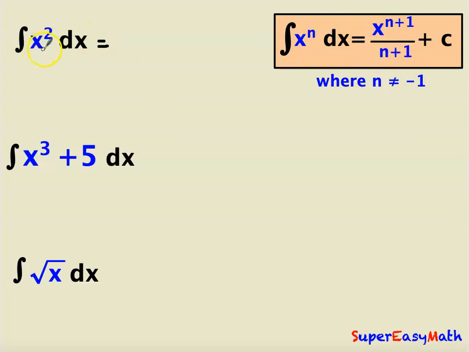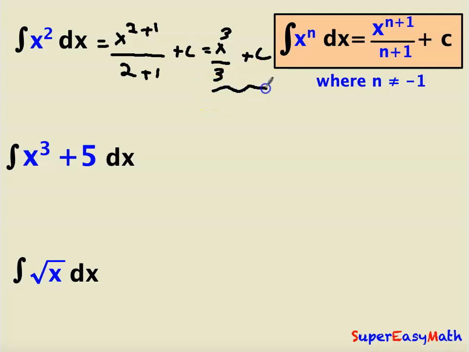Examples, integral of x squared dx, so just add 1 to the power, so 2 plus 1, and divide by the new power plus c, so it's x cubed divided by 3 plus c. We can check our answer by deriving this one, so we should get x squared. So derivative of x cubed is 3x squared divided by 3. Derivative of c is 0 because it's a constant, so it's x squared.